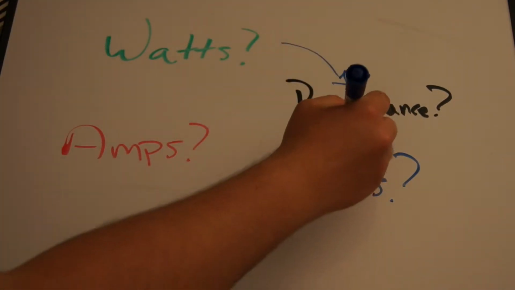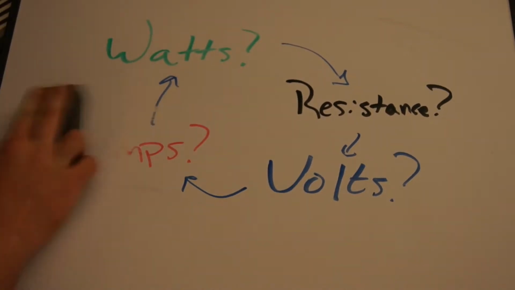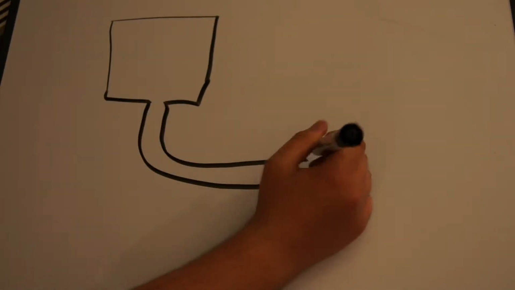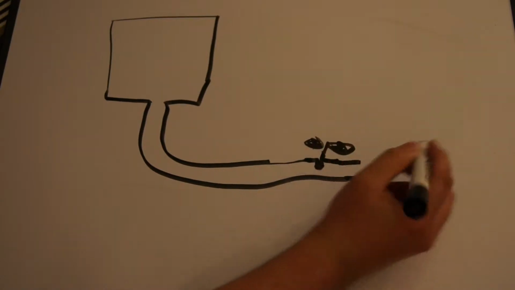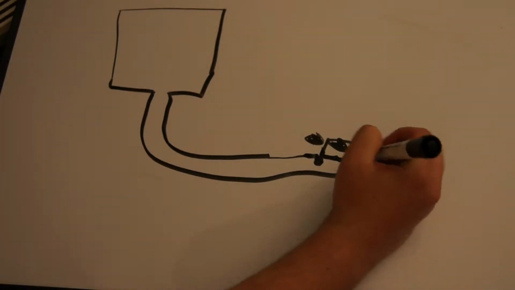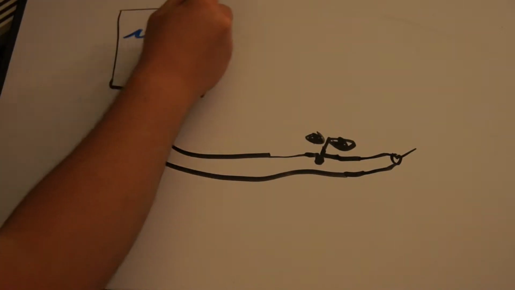Each does something unique, and they all influence each other in some way. There are many ways to visualize just how energy works, how volts interacts with resistance, and how amps interacts with wattage. But the easiest way to visualize it is using a water in a hose analogy.